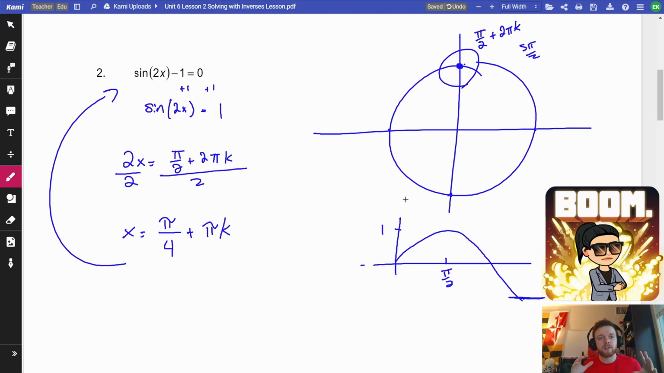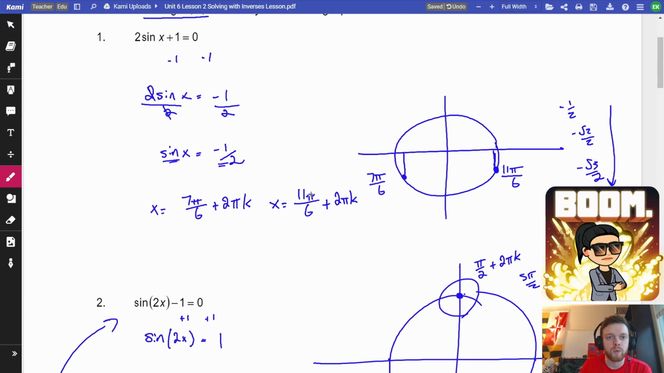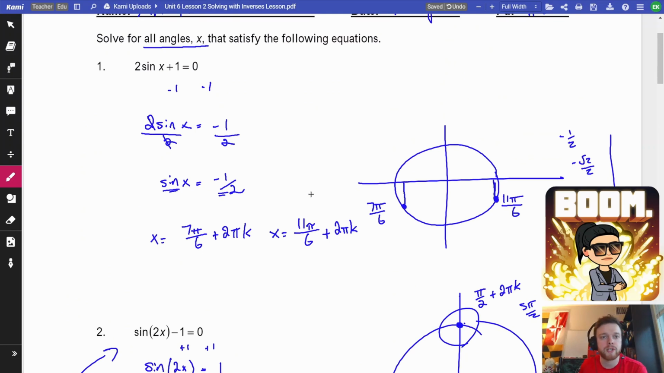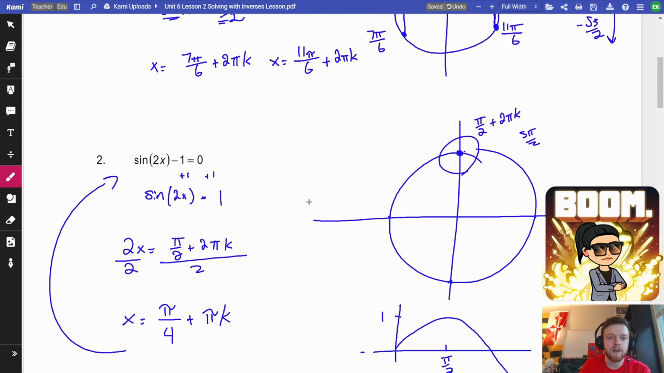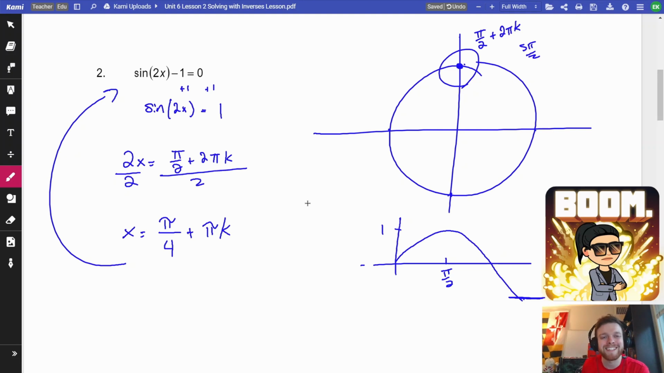We are solving trig equations, and they're going to get progressively more challenging. So we have solved a generic trig equation, and then we've now solved an equation where the argument is non-x. It's not just x. There's something that's changed about it. Let's proceed.